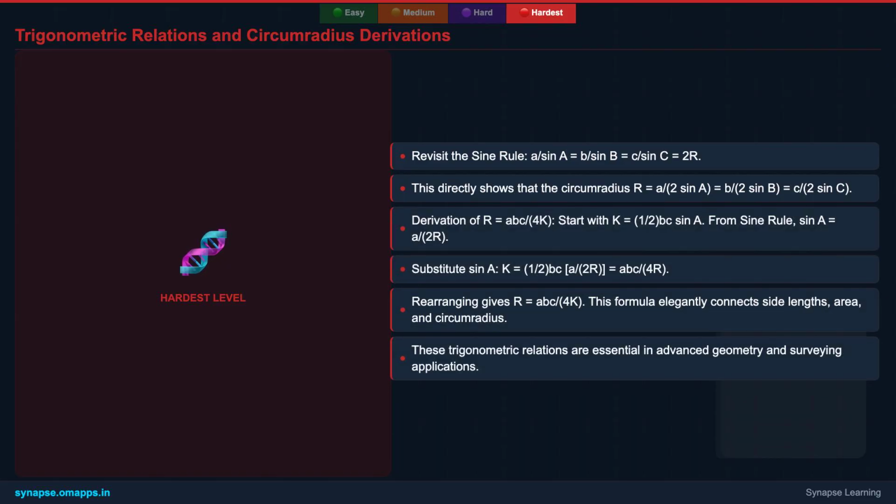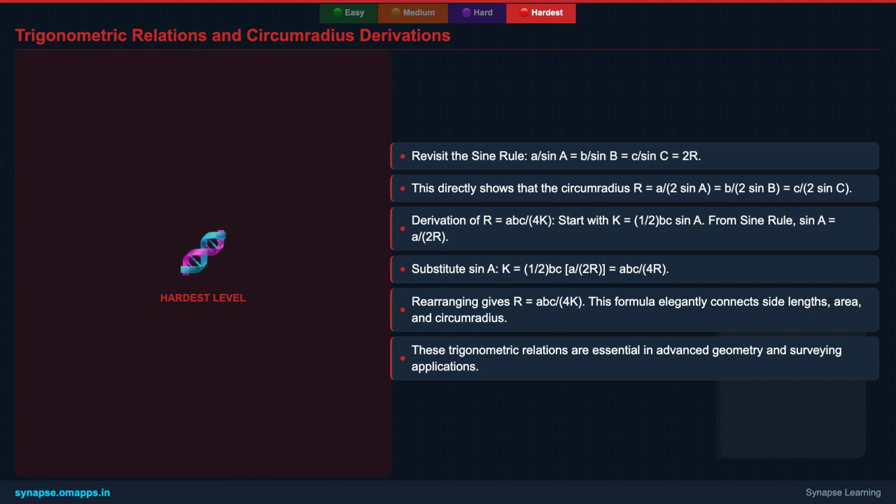Recall the sine rule: a/sin A = b/sin B = c/sin C = 2R, where R is the circumradius. This gives us direct formulas like R = a/(2 sin A). We can also derive the powerful formula R = abc/(4K).